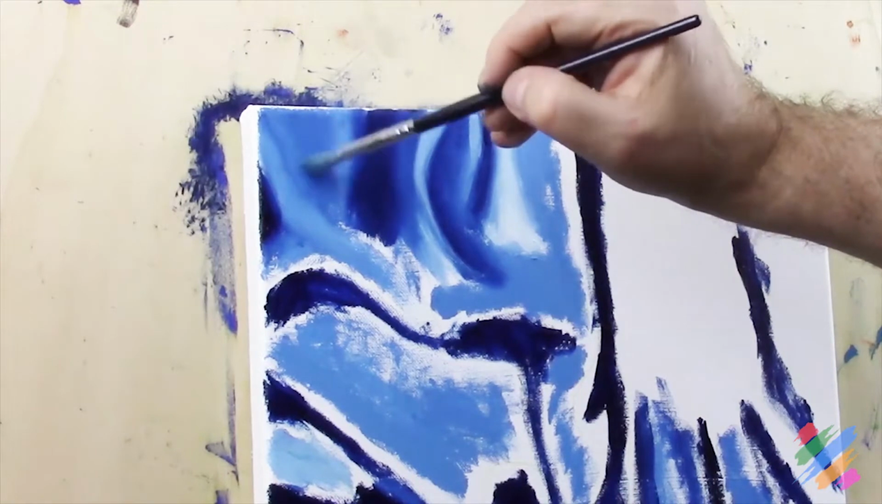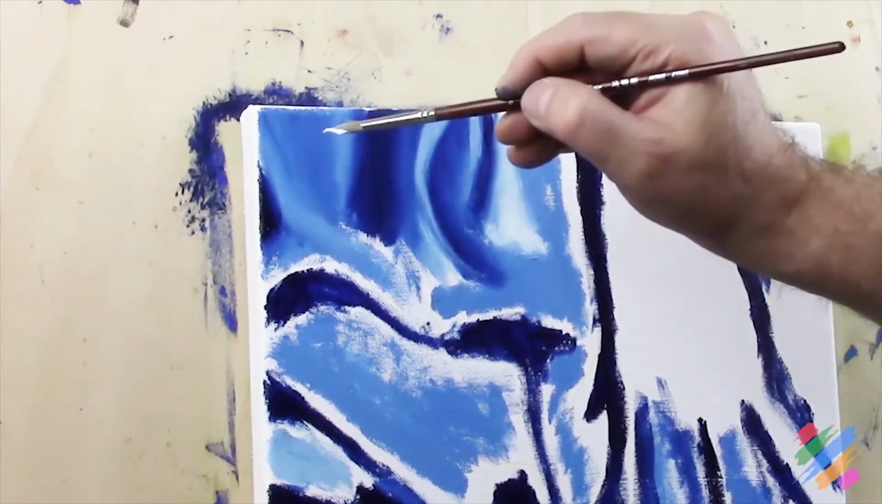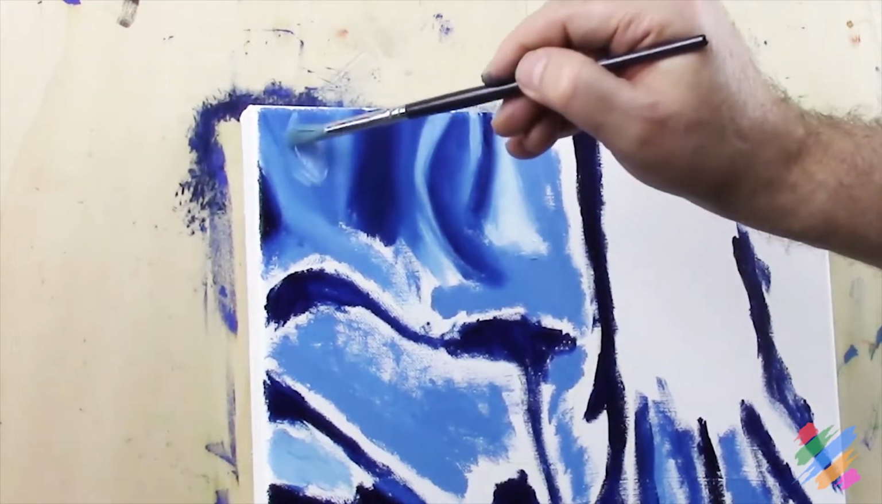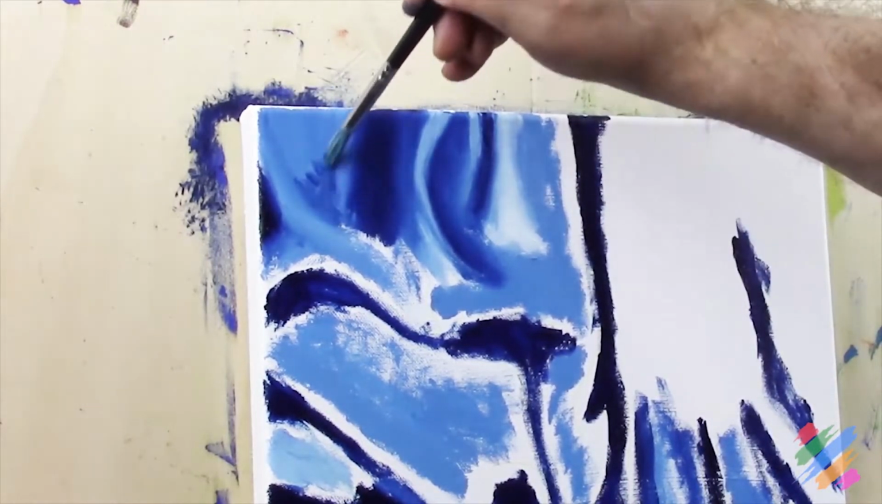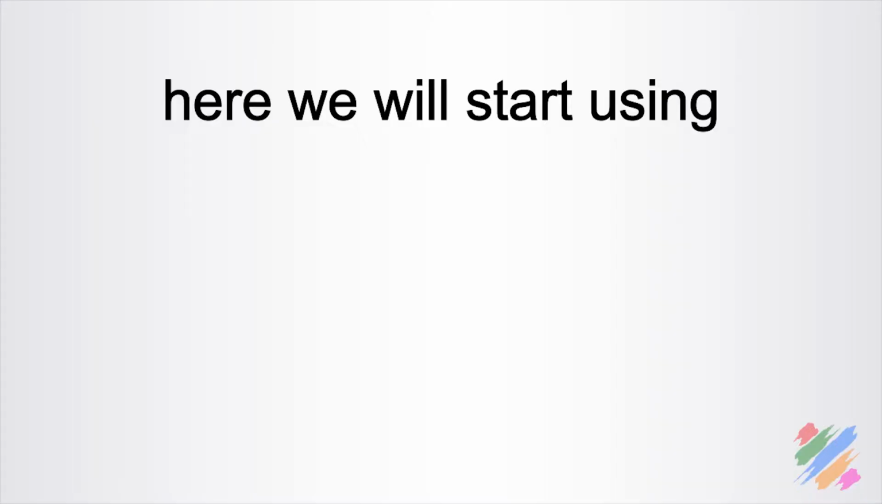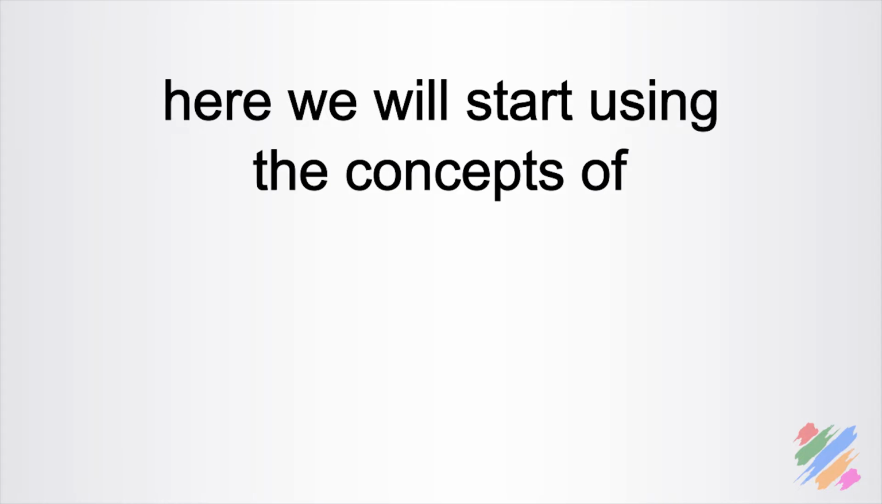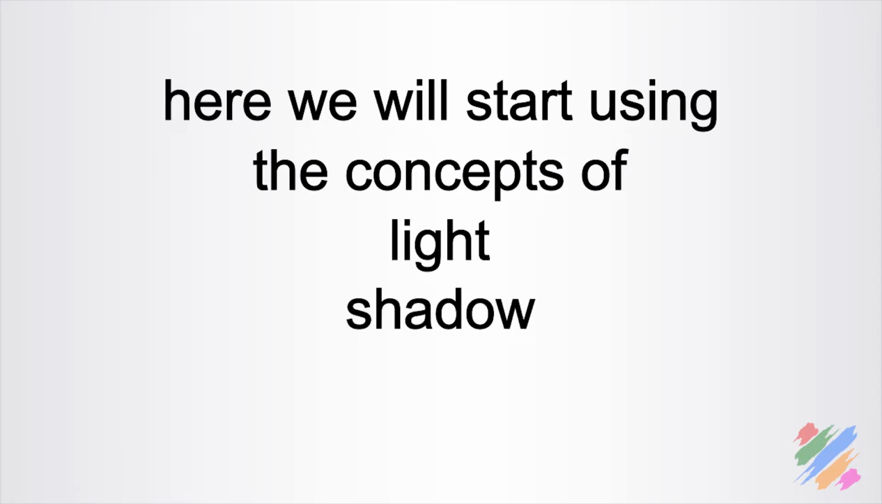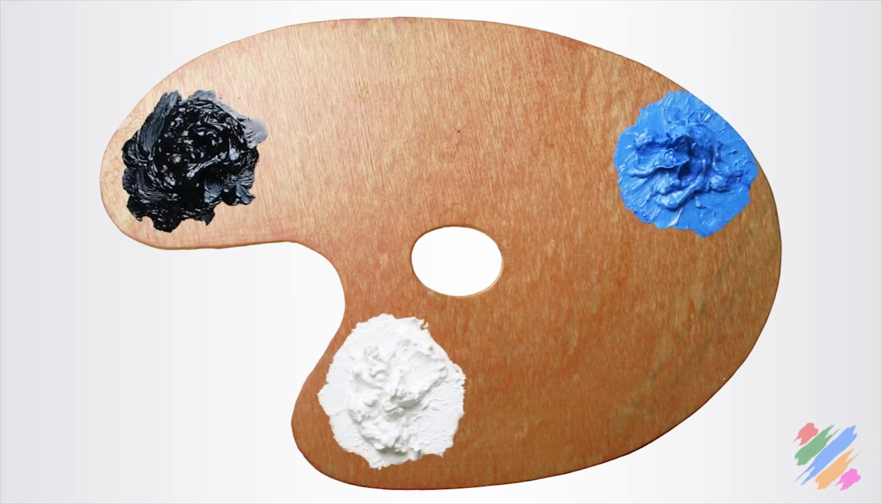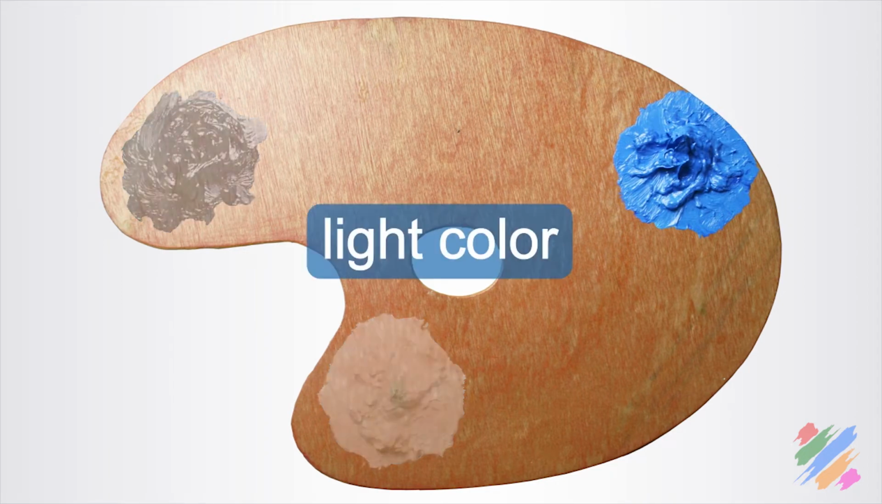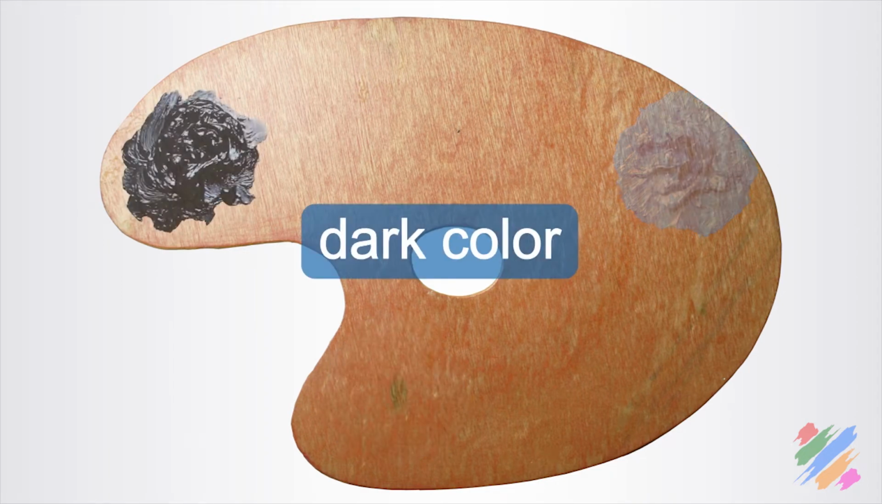And also here, as long as we respect certain rules, there is no way to make mistakes. What we paint looks exactly like it should be. Here we will start using the concept of light, shadow, and reflection. For us, at the end, it means that we're going to use three types of colors that we're going to call the light color, the dark color, and the white.